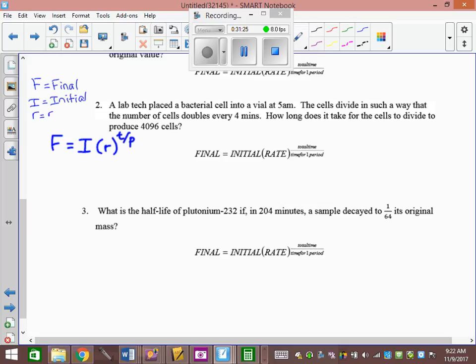R is the rate. And for these half-life, doubling, tripling ones, the rate is always the same depending on what it gives you. So if it gives you half-life, R equals a half. If it gives you doubling, it doubles every whatever, it's 2. And tripling, it's 3. And that's just the rate that it's going up by, right?